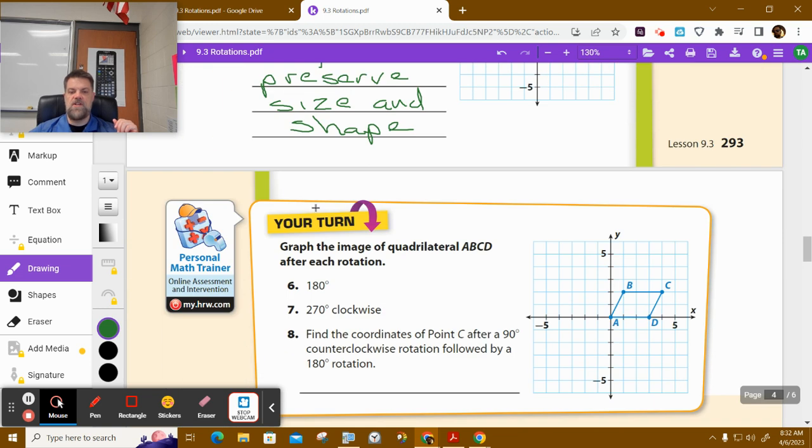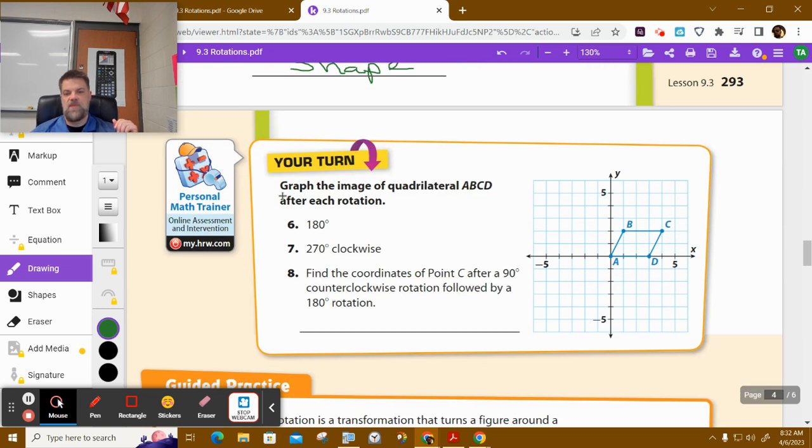All right, let's do the your turn real quick. I think the robotics kids will be done. It says graph the quadrilateral ABCD after each rotation. So I've got to do 2 rotations. So 180 degrees, I'm going to rotate 180 degrees. A prime will be here. D is going to be 3 units away because I go 1, 2, 3, but it's going to be the opposite direction. 1, 2, 3. That's going to be D prime.